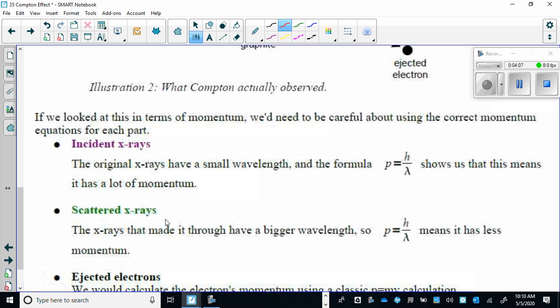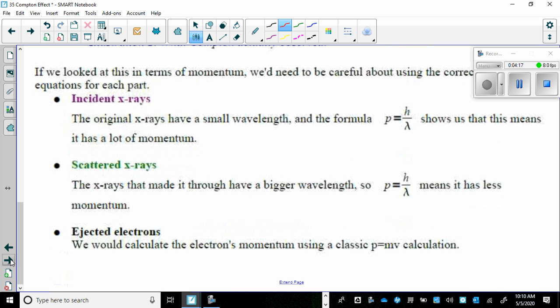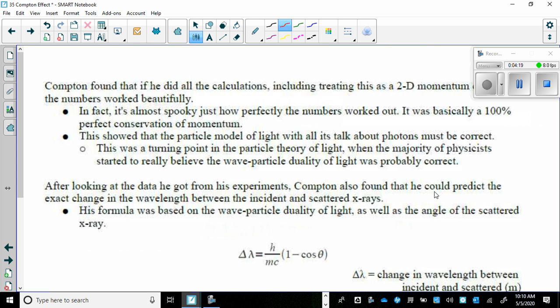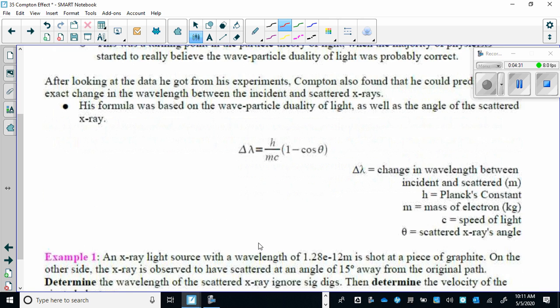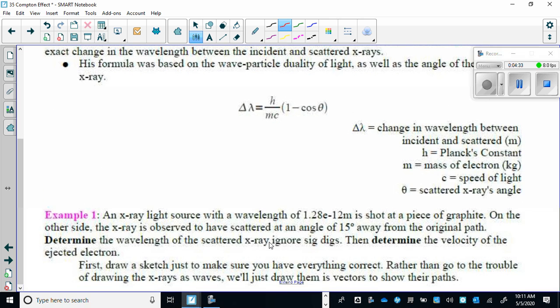Okay, and here's our new formula. P equals h over lambda, Planck's constant over the wavelength. That is for the momentum of an X-ray, or some form of EMR. And then he did all these calculations. He came up with this new formula, and it worked out. It says in your notes, it worked out really well. It was almost spooky how well this formula worked out. And this is a formula on your formula sheet.